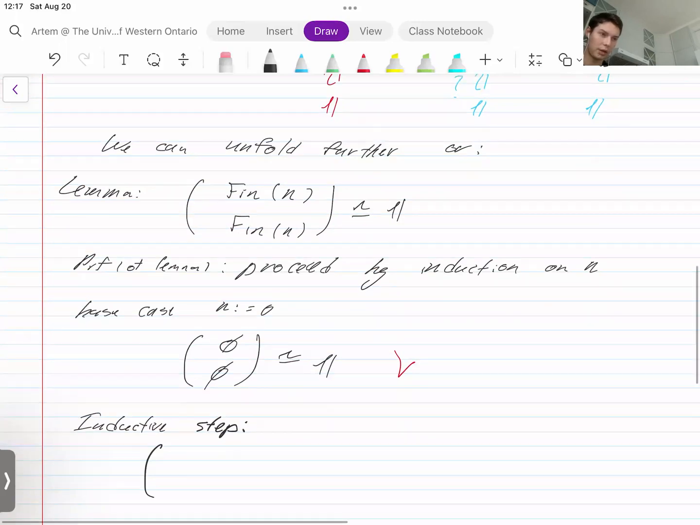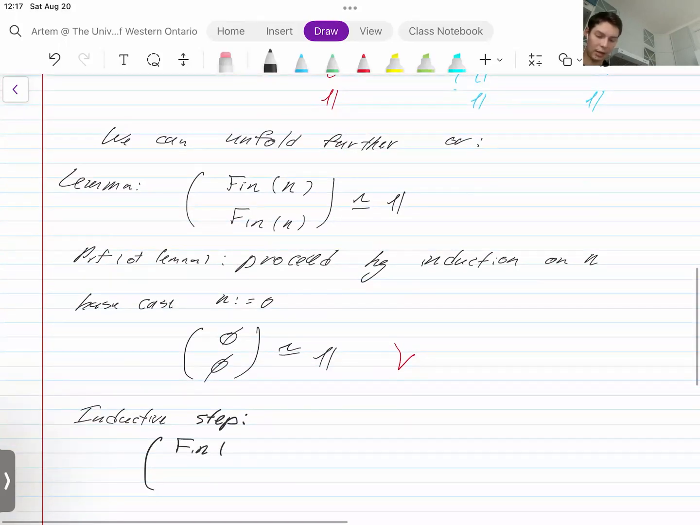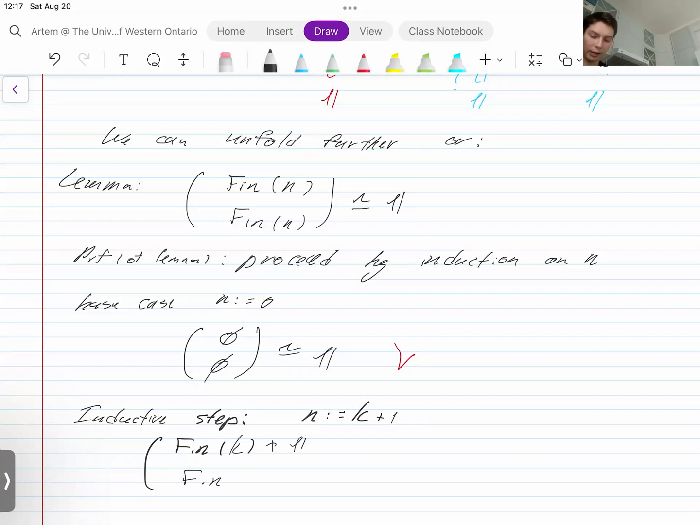What will we have? We have that when n is some k plus 1. Let's do it this way. Let's find k. We're already unfolding definitionally what the definition of finite sets on k plus 1 elements is. Then we apply the lemma, and we get that this is the same as finite set of k elements using finite sets of k elements, right? And we know what this is by the inductive hypothesis.